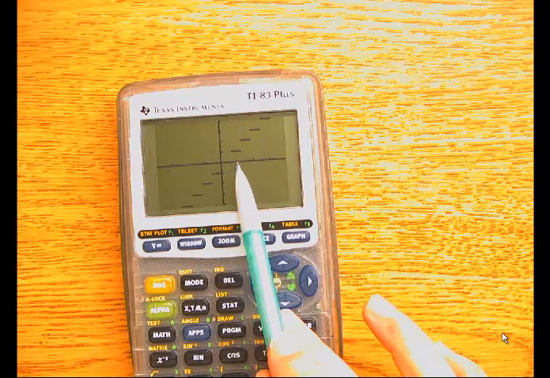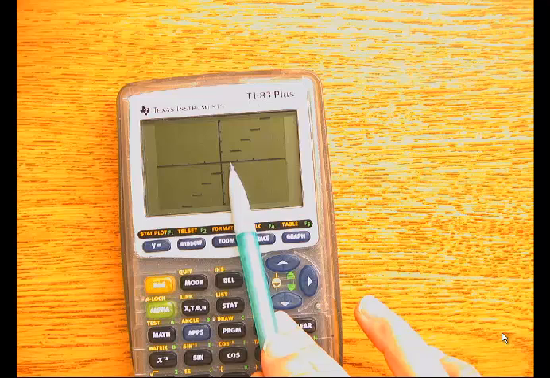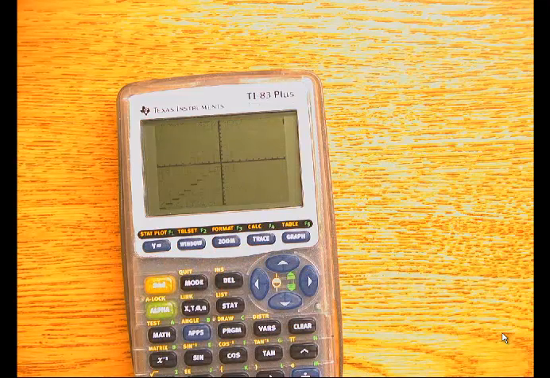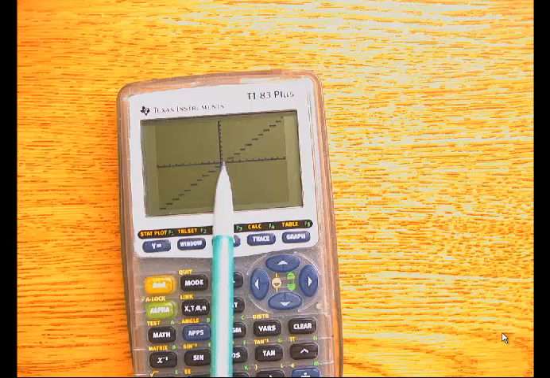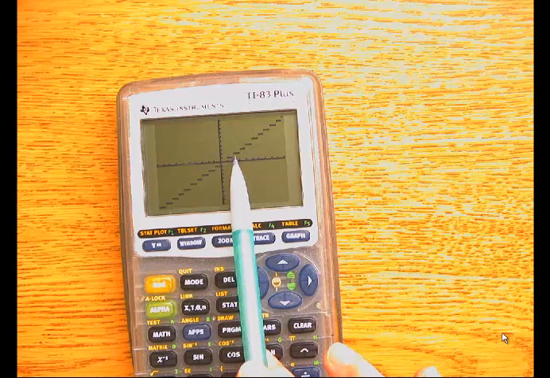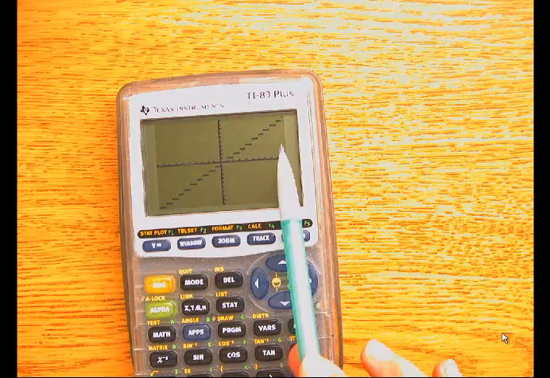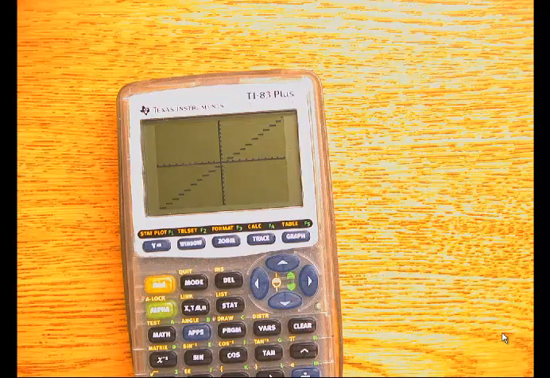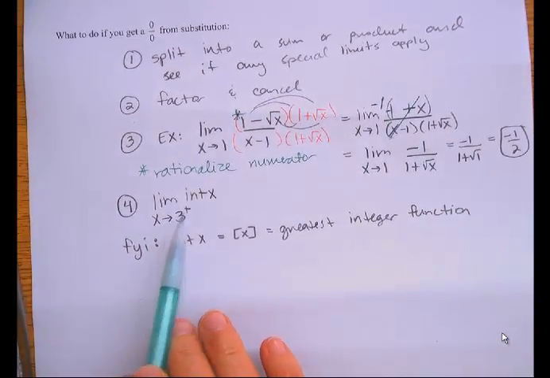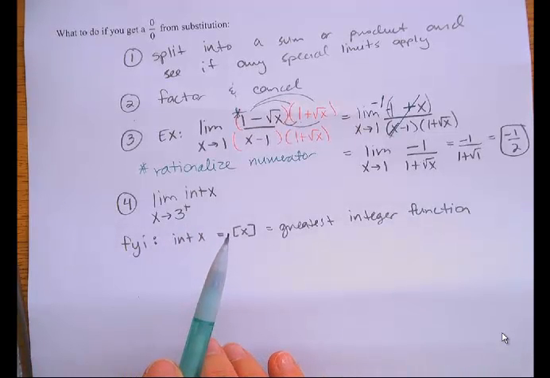So when x is a value between 0 and 1, the greatest integer function rounds that down to 0. Oh, this is in trig. This is trig right now. Let's go to zoom 6. There we go. So when x is between 1 and 2, the y values are rounded down to 1. And then it sort of goes on like that. So this example here that I wrote down is asking us to find the limit as x approaches 3 from the right of the greatest integer function.